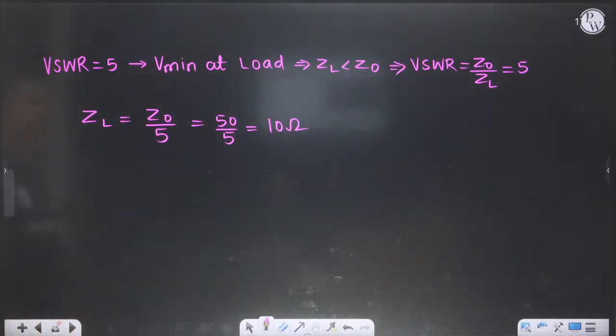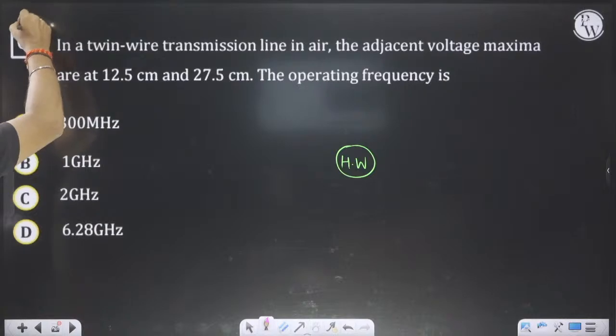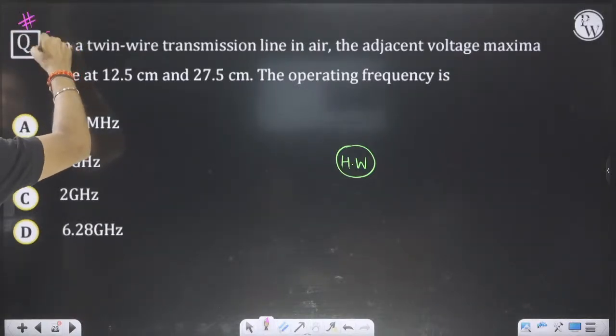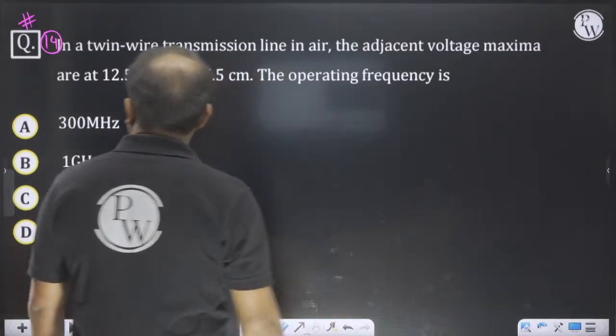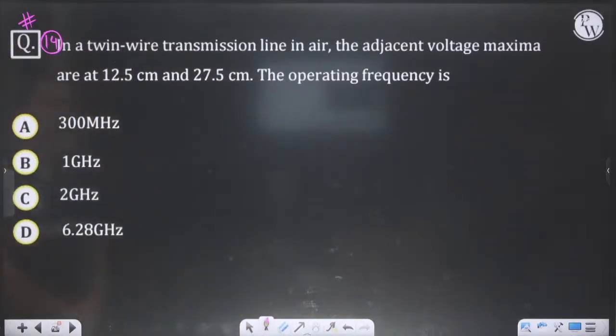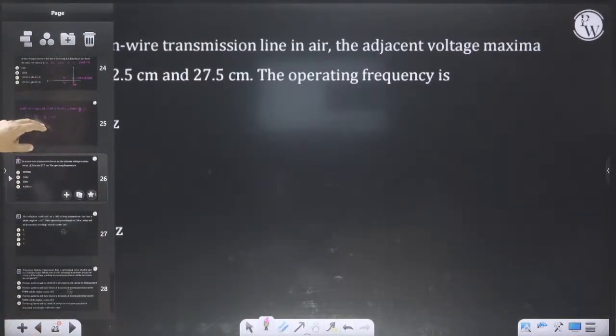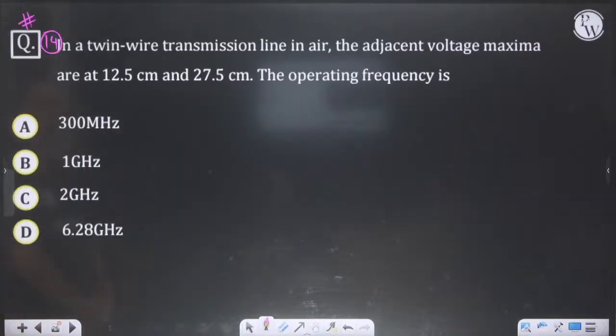Then we have the 14th question. They have given a twin wire transmission line, where adjacent voltage maxima are at 12.5 centimeter and 27.5 centimeter, and they are asking for the value. So we have only 3 questions left. After tomorrow we will study some VSWR question topics, do some questions, and then VSWR will be over.